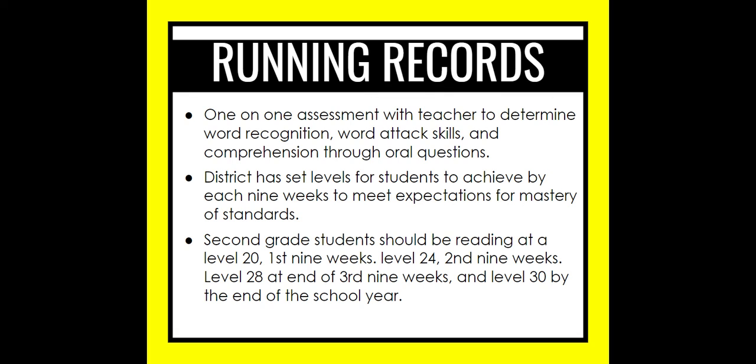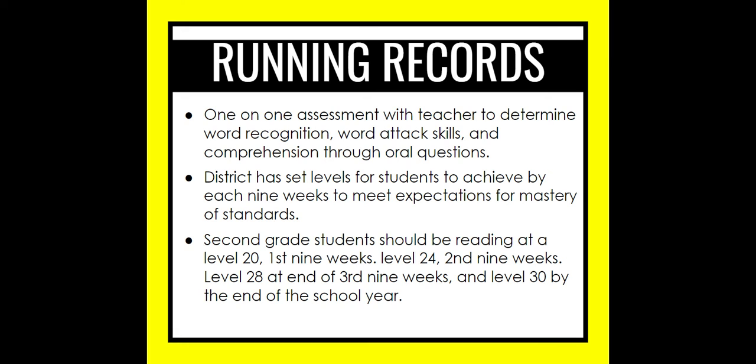And so the district has set levels for students each 9 weeks for what the expectations are for the running records. So coming into second grade, students should be a level 18. That's what they should be at the end of first grade coming into second. And by the end of the first 9 weeks, they should be a level 20. The end of the second 9 weeks, a level 24. Third 9 weeks is a 28, and a level 30 by the end of the year.